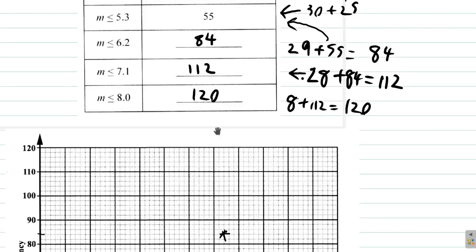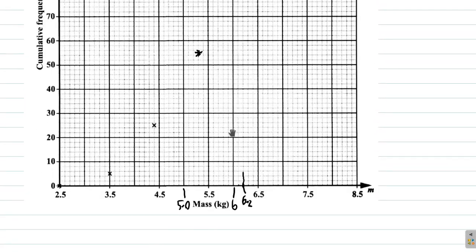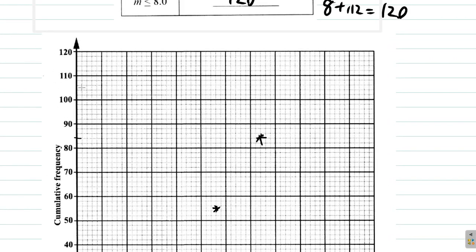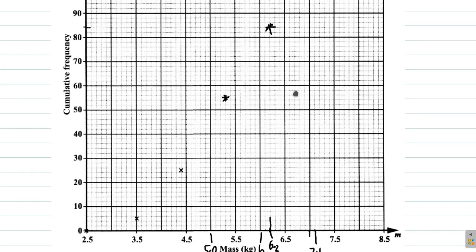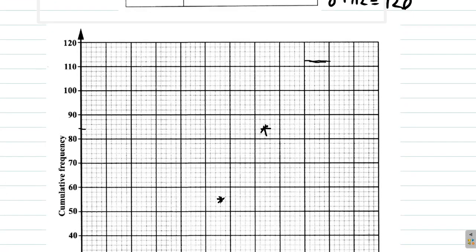Then 7.1, 112. Our 7 would be here, so 7.1 would be right here. Where's 112? 110, then 2 more, go up to 112. So our 112 line is this line. Let's look back at what we have here. 7.1, 112 would be right at this spot here. So we locate that spot and we put our X.